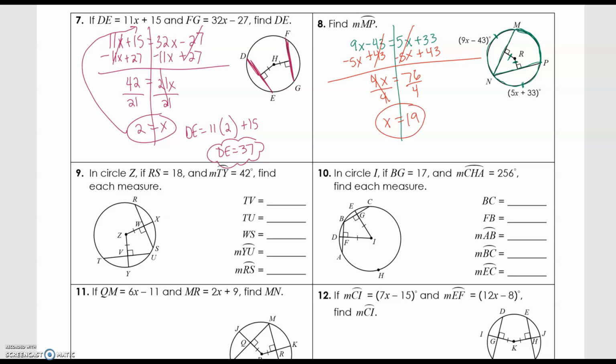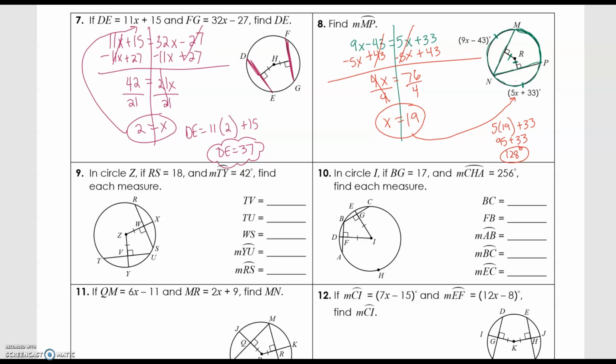But remember, it's asking me to find MP. So I got to take 19, plug it in here. So I get 5 times 19 plus 33. So that would be 95 plus 33, which is 128 degrees.